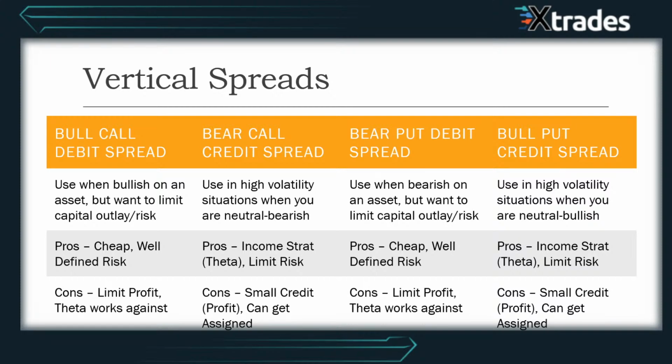This is a chart of the different types of vertical spreads. I'm not going to go through this whole chart since we did talk about it before, but I just want to highlight one thing here. If you look at the two columns for the credit spreads, you notice that I say use in high volatility situations, okay? So that's something you want to keep in mind. When you're doing credit spreads, it's more advantageous to use them in high volatility situations, meaning that the IV is elevated, because that also means that the premium of that contract is elevated relative to normal.